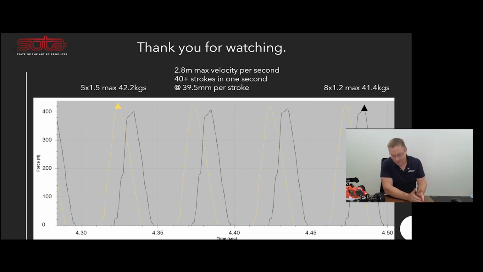Now, if I then took it out even further into some sort of ridiculous speed, I'm sure that the 8 by 1.2 will then exceed the 5 by 1.5 perhaps, but I'm not going beyond 2.8. But that's where the fluids will behave, and that's where you've got to be careful with, say, some of these hole configurations. I hope that made sense.